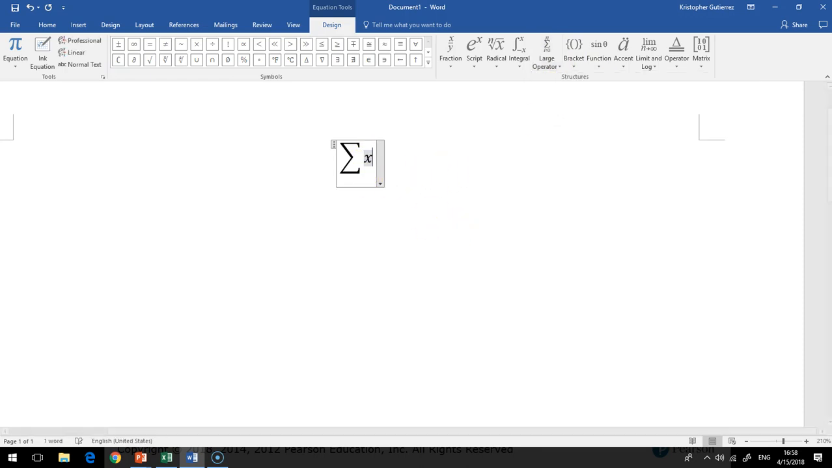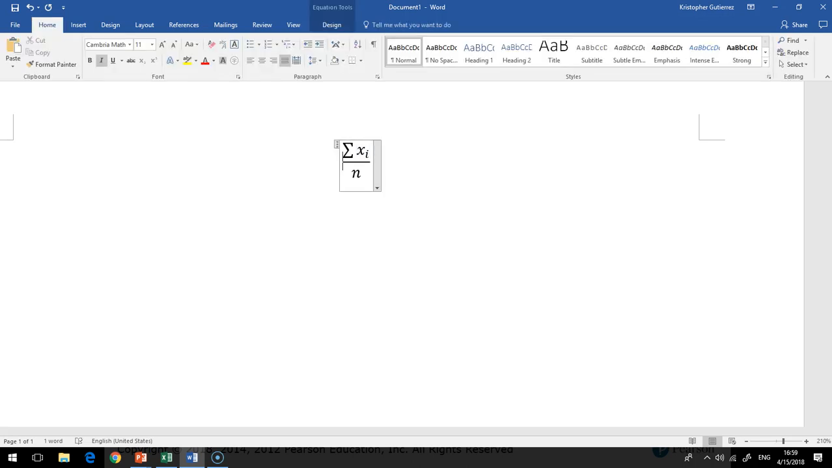So sigma, I want to get x sub I, so I do an underscore I, and that'll give me x sub I. I want to divide that whole thing, so sigma x sub I divided by n, and that's a little n, so that's going to be the sample. So I will write that as x bar equals the sum of x sub I over little n.